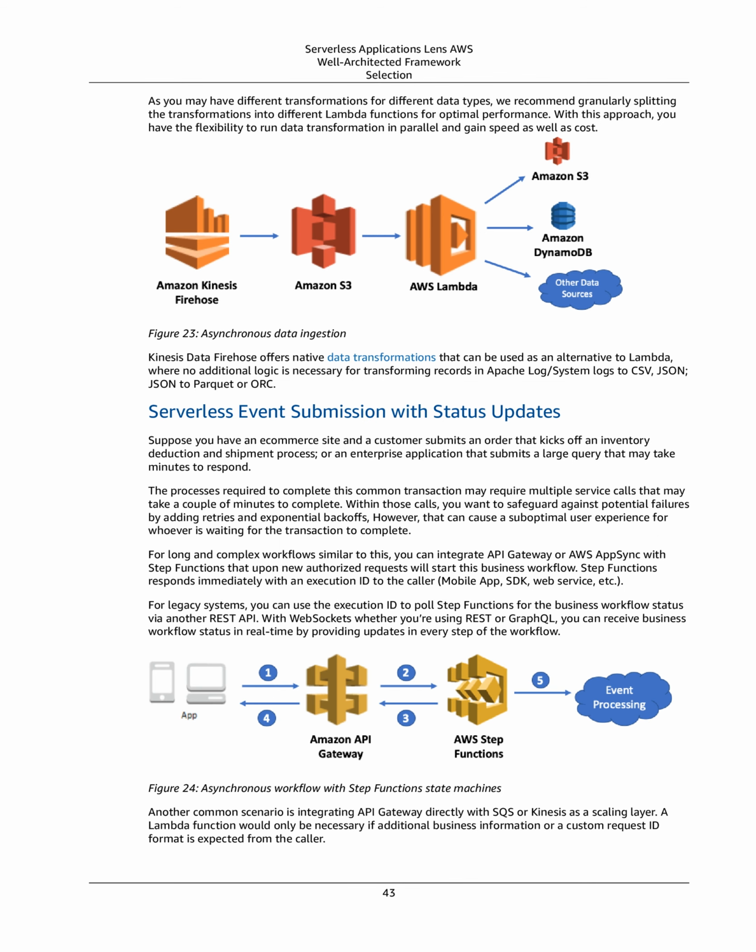As you may have different transformations for different data types, we recommend granularly splitting the transformations into different Lambda functions for optimal performance. With this approach, you have the flexibility to run data transformation in parallel and gain speed as well as cost. Kinesis Data Firehose offers native data transformations that can be used as an alternative to Lambda, where no additional logic is necessary for transforming records in Apache logs/system logs to CSV, JSON, JSON to Parquet or ORC.